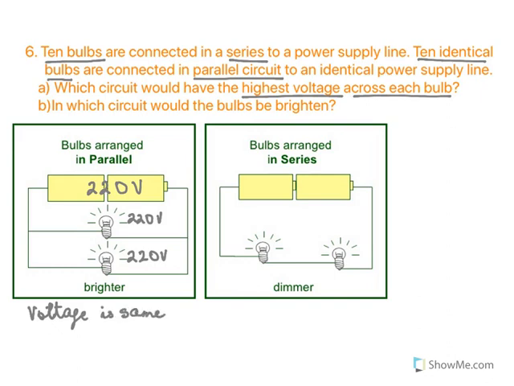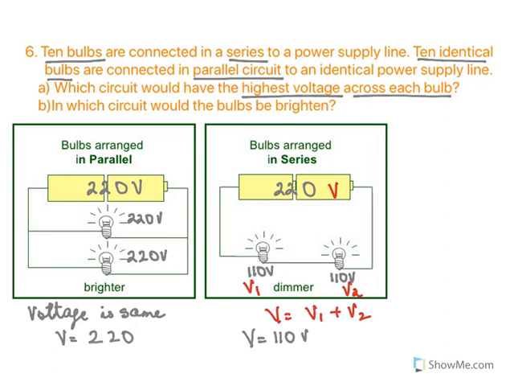Now in the second, we have the same voltage of 220 volt, but in this case it is spread over 2 bulbs. So this will have 110 volts, and this will have 110 volts. Here the V in series is V1 plus V2. V equal to V1 plus V2. So in this case the voltage for the bulb is not 220, it is 110 volts. In the parallel case, the voltage for each bulb was 220 volt.